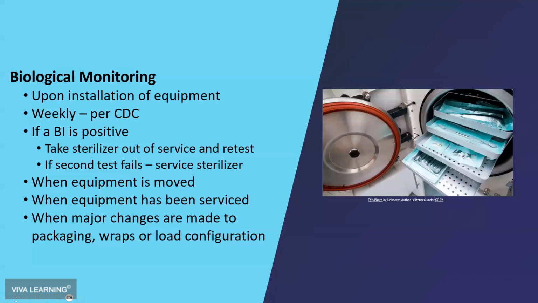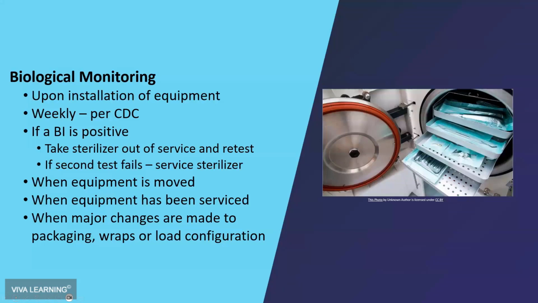If you make major changes to the type of packaging that you use, you switch from one type of pouch to another, maybe I was using cut to length nylon tubing instead of sterilization pouches, or I'm now wrapping cassettes as opposed to putting cassettes in pouches, those types of things. Or if you change how you configure the loads in your sterilizer, then you also need to run a spore test with those. We have a question, I think, that's very important.